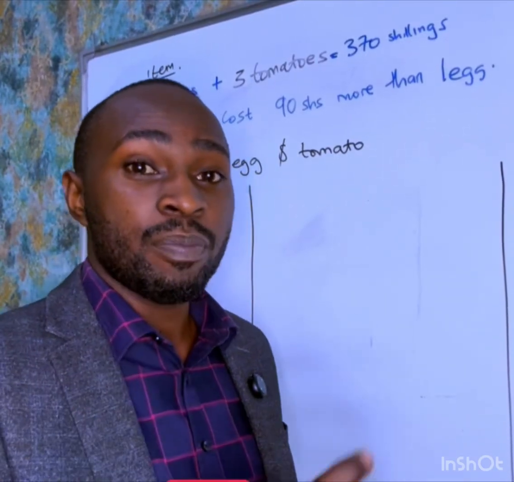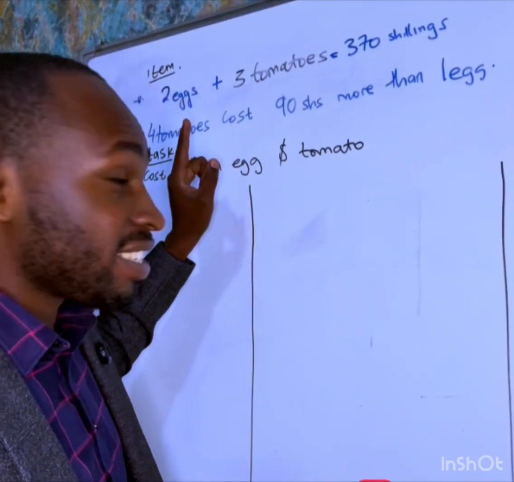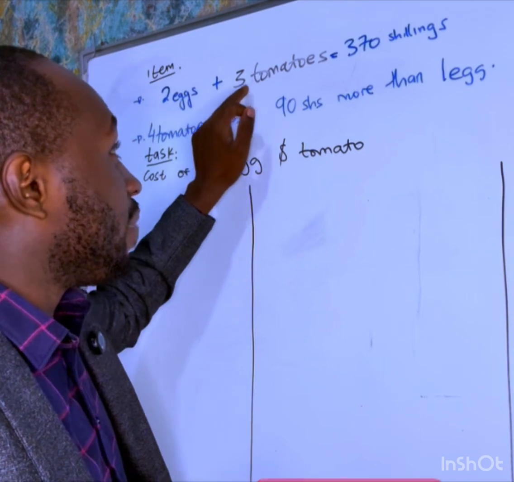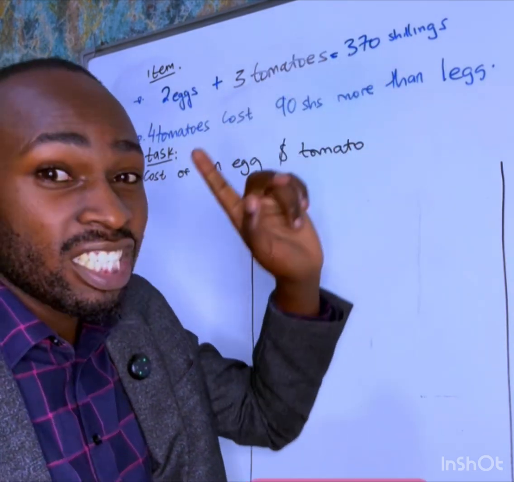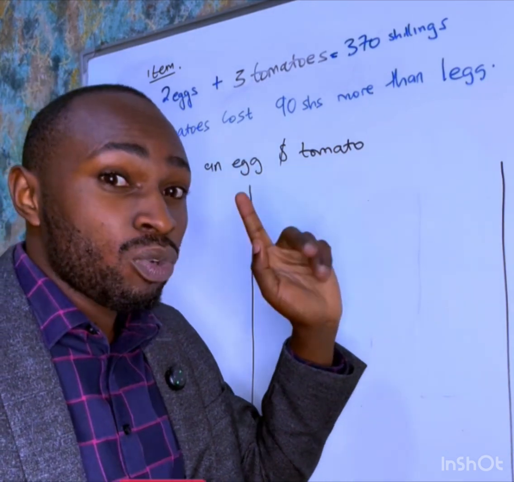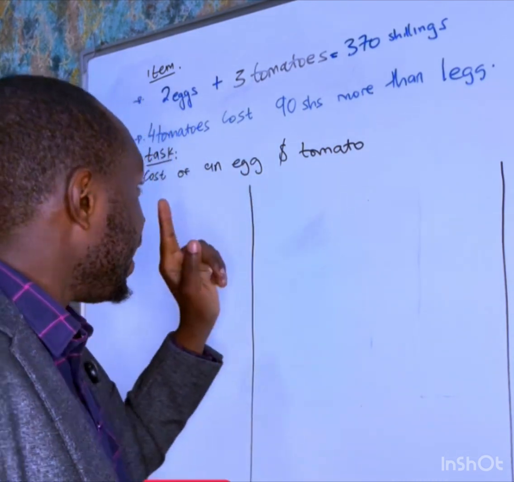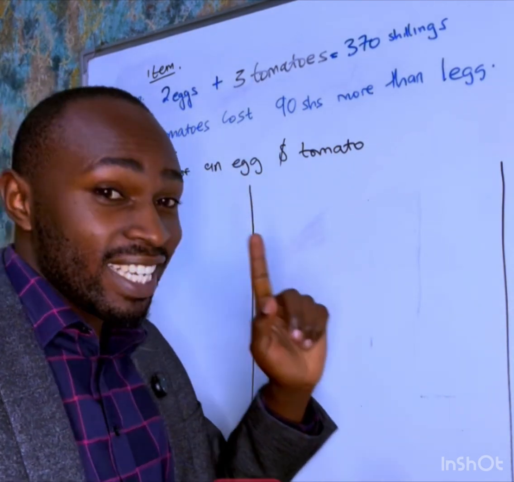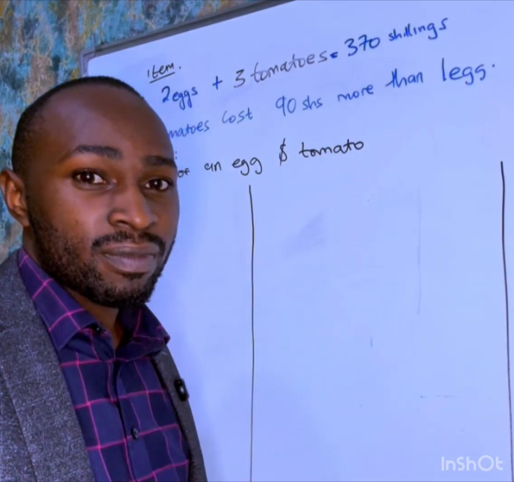Parents, we need your help right here. The question is, if 2 eggs and 3 tomatoes cost 370 shillings and 4 tomatoes cost 90 shillings more than the cost of 1 egg, then what is the cost of an egg and a tomato?